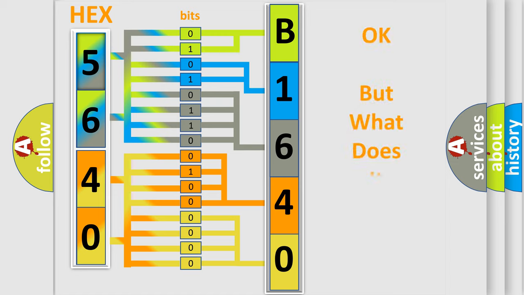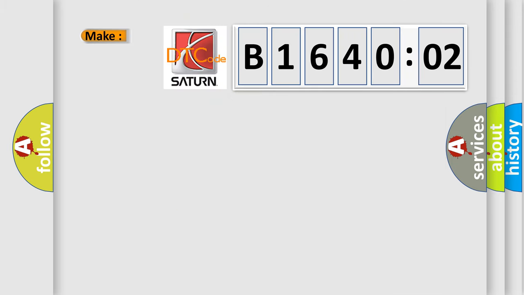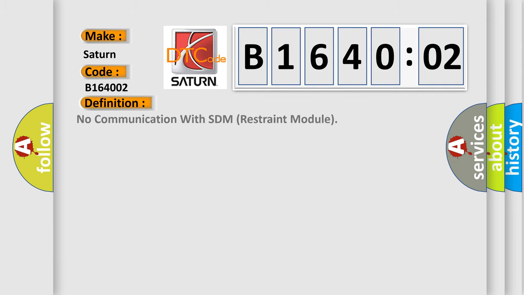The number itself does not make sense to us if we cannot assign information to what it actually expresses. So, what does the Diagnostic Trouble Code B1640-02 mean specifically for Saturn cars? The basic definition is: no communication with SDM restraint module.